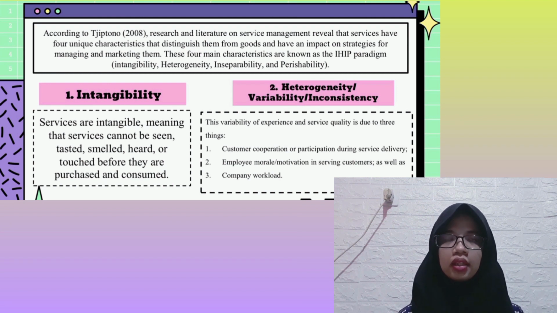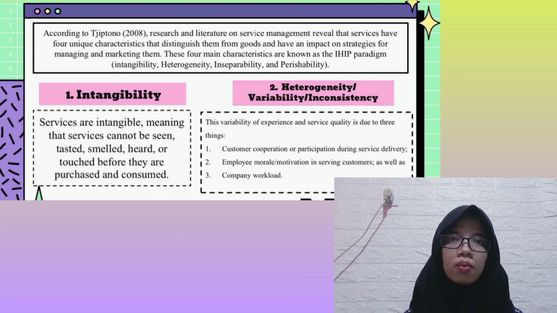First, intangibility. Services are intangible, meaning that service cannot be seen, tasted, smelled, heard, or touched before it is purchased and consumed. Intangible products are more difficult to evaluate, therefore they can cause a high level of uncertainty and perception of risk. Therefore, to reduce uncertainty, customers often pay attention to symbols, signs, instructions, or physical evidence of the quality of the service concerned.